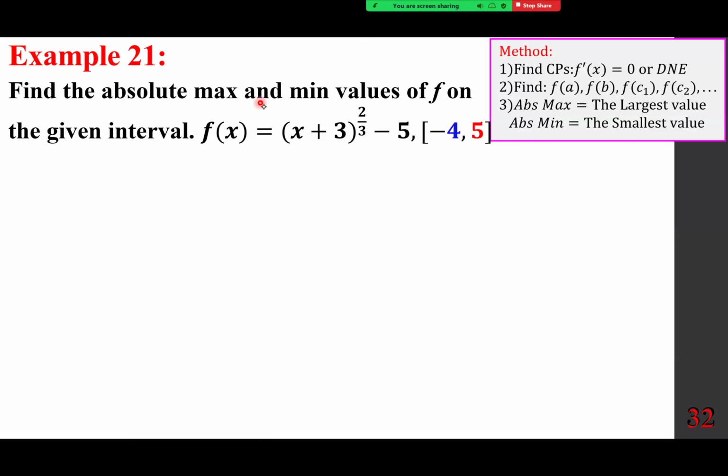Find the absolute max and mean values of f on the given interval. f of x is (x plus 3) to the power of 2/3 minus 5, on the given interval of minus 4 comma 5. Reminding you of the methodology for the extreme value or closed interval theorem.